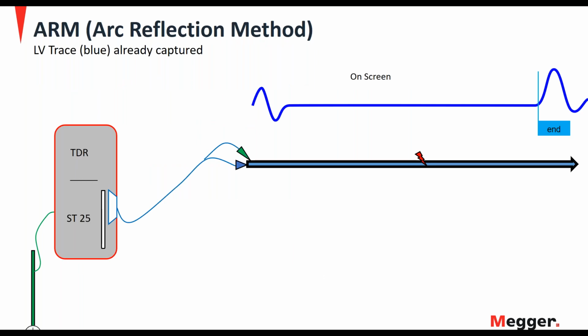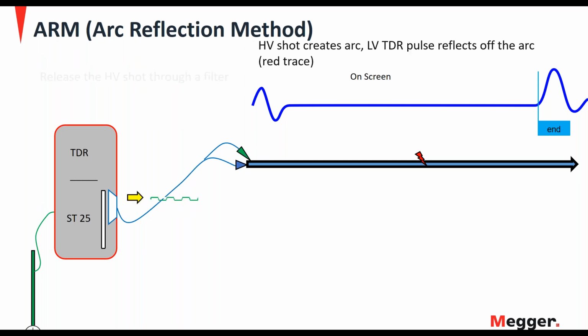So here's kind of how it works. Again, we have our Smart Thump 25 connected to the cable. On the screen, we're seeing that blue reference trace where we have a distance to the far end. We charge up the capacitor to the selected voltage level. We release a single shot. That high voltage goes down the cable and creates an arc, and right behind it, the radar comes and reflects off of that electrical short.